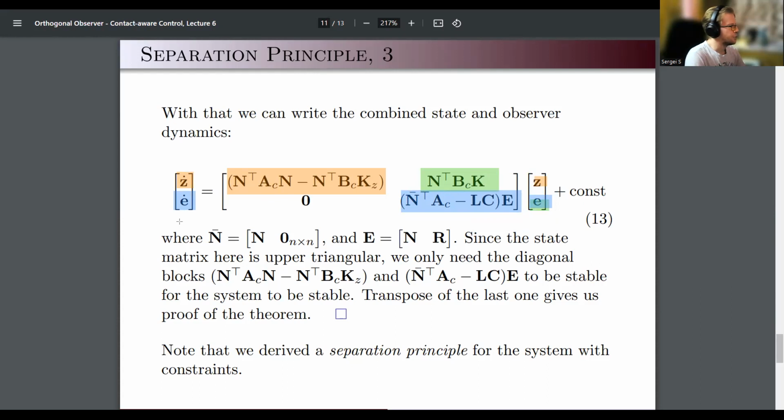I used here some short annotation, like N bar, which is N with a zero section, and E, which is N concatenated with R. Ultimately, this is just to make sure that we can write it in this nice form. You can open this up and test that everything that I wrote here is correct.